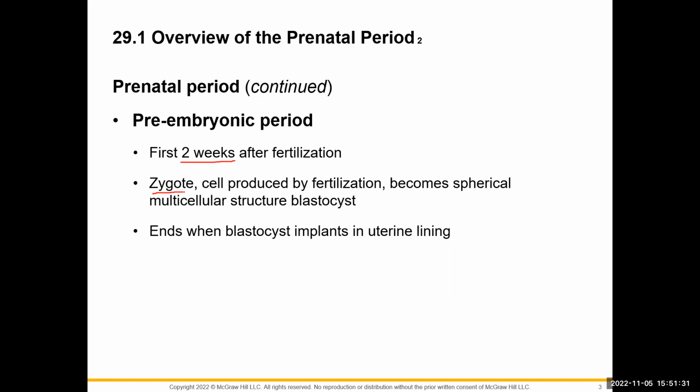This zygote is a circular structure, and these cells are going to undergo some rapid division. We'll talk about that, the cleavage period. We're going to finish up with a structure called a blastocyst. And finally, that blastocyst is going to implant itself onto the uterine wall. So we're going to discuss all that.